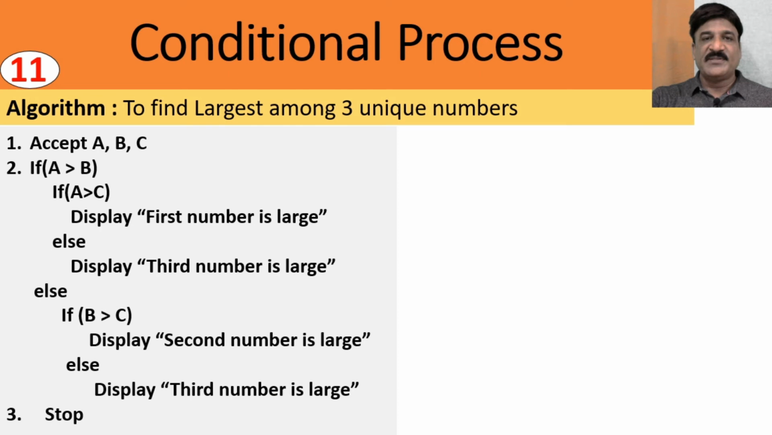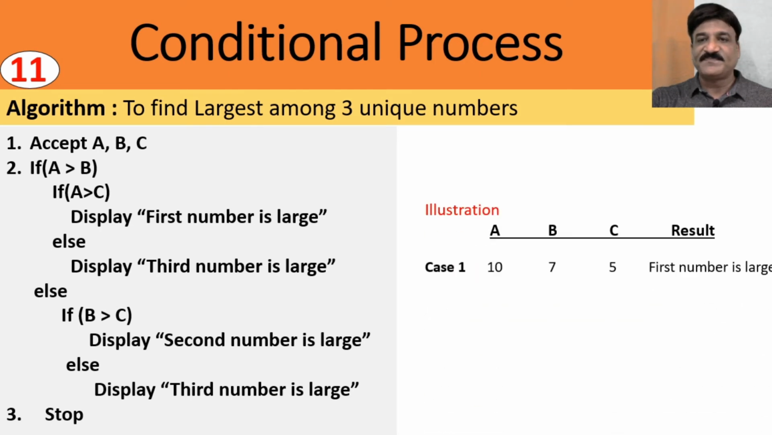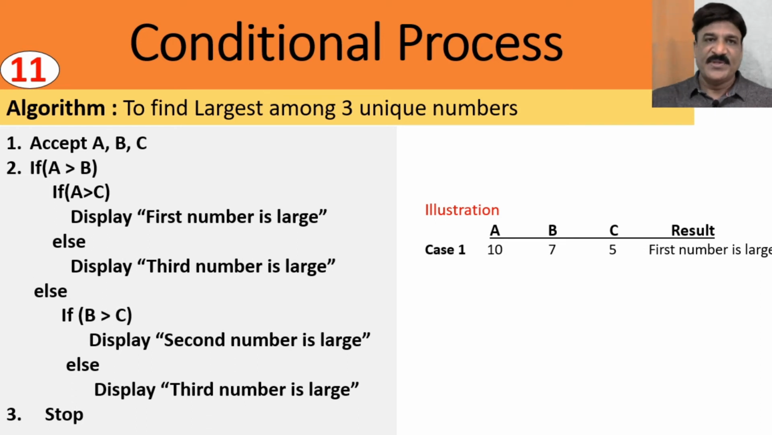Now, we will illustrate this algorithm by taking sample data. Assume the value of A is 10, the value of B is 7, and the value of C is what? 5. So, check 10 is greater than 7, yes, condition true. Then check 10 is greater than 5, yes. So first number is what? Large. Now take the second example. Second case, 7 is greater than 5, yes. What about this? 7 is greater than 10, no. So the control will be transferred to this part. And here what are we displaying? The third number is large. Okay, so result is correct.